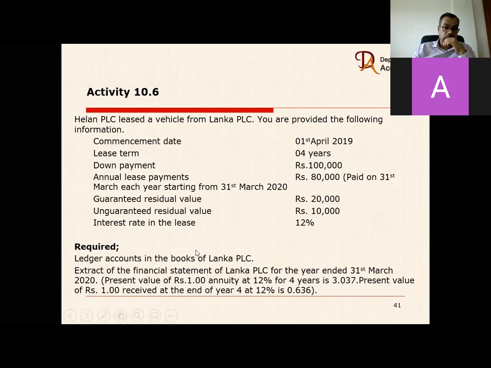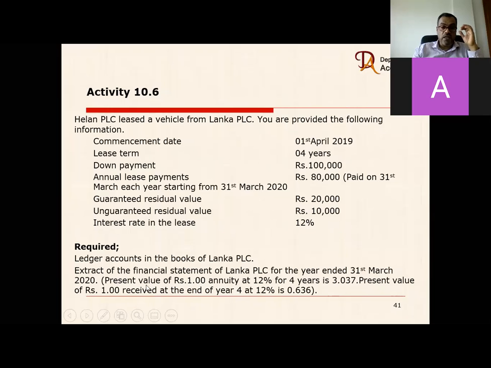We will have a look. Ledger account in the books of Lanka. Lanka PLC is the lessor. Extract of financial statement of Lanka PLC from lessor's perspective for the year ended 31st March 2020.